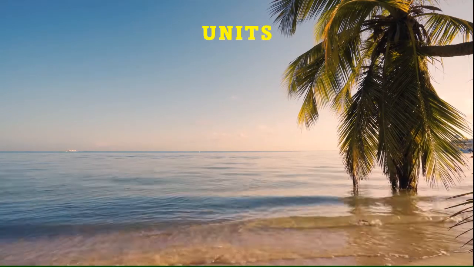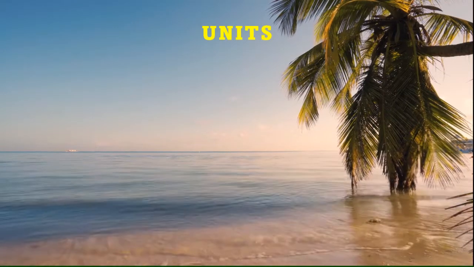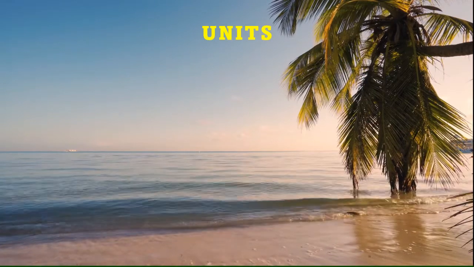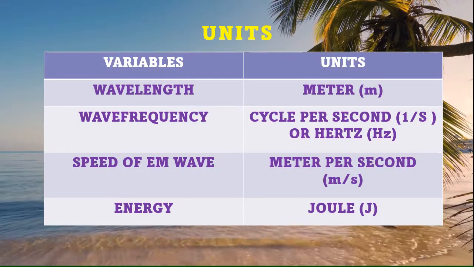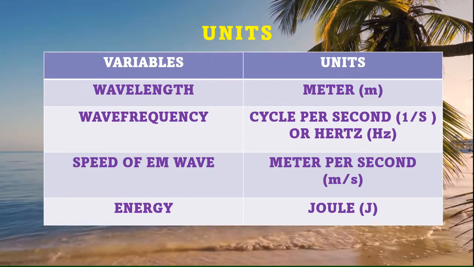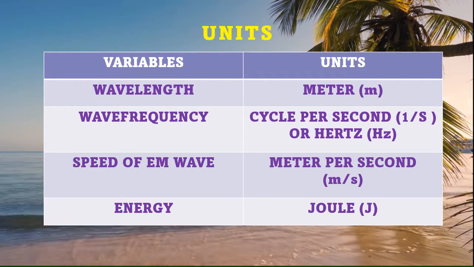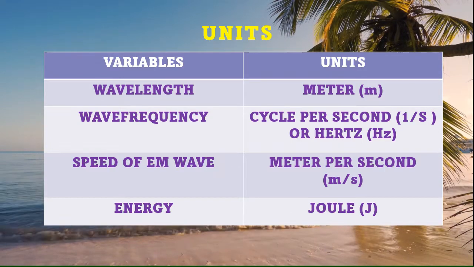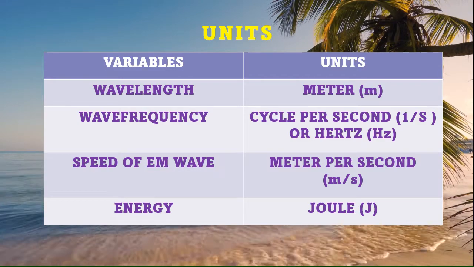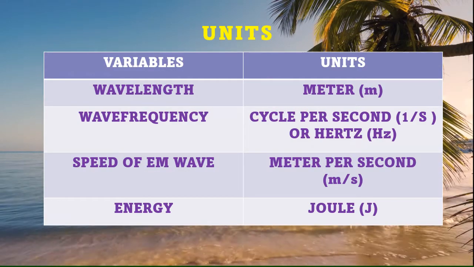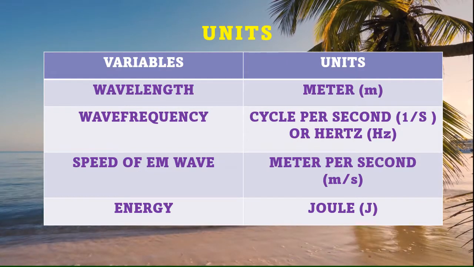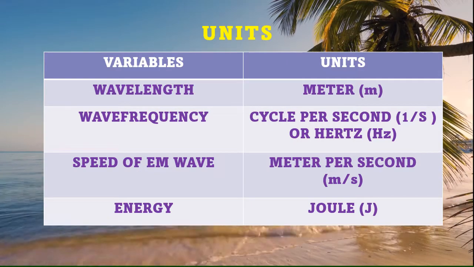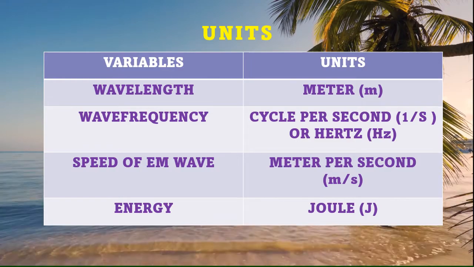Now, let us determine the units that are being used in the following variables. For wavelength, we are using meters. For wave frequency, we are using cycle per second or hertz. For the speed of electromagnetic wave, meter per second. And for energy, we have joule or J.